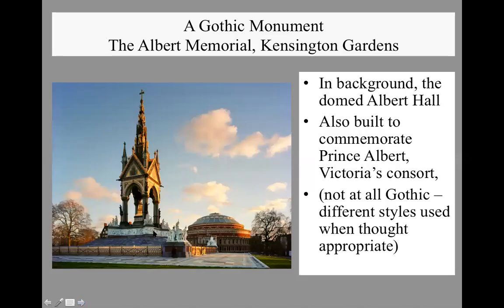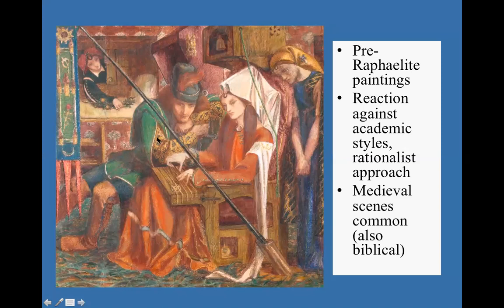Perhaps a culminating monument is the Albert monument, Albert Memorial, in one of the great parks of London. He was the consort of Queen Victoria. We'll come back to him. And of course, the Pre-Raphaelites are a painting movement, again, a reaction against classical style, against the Renaissance, the High Renaissance anyway.